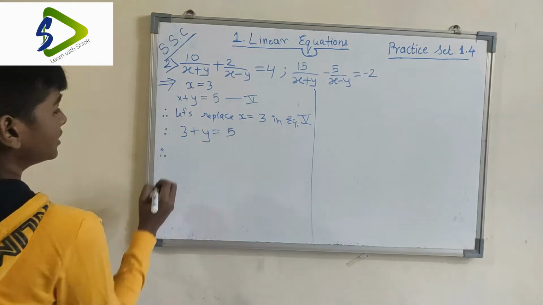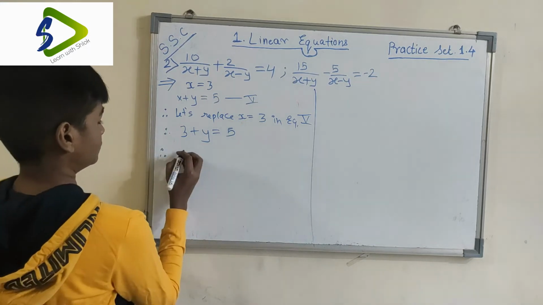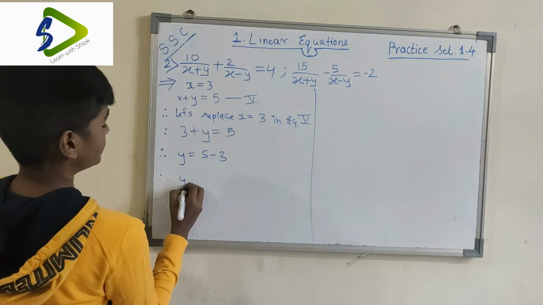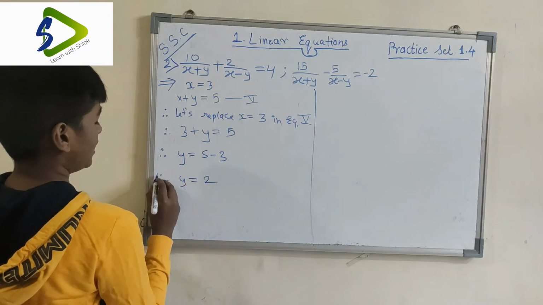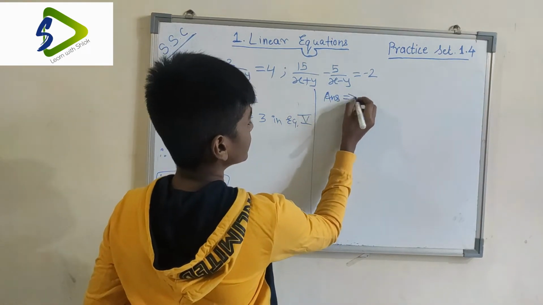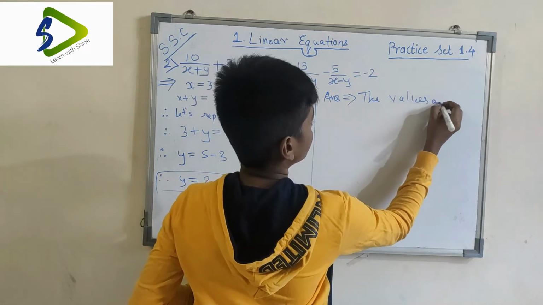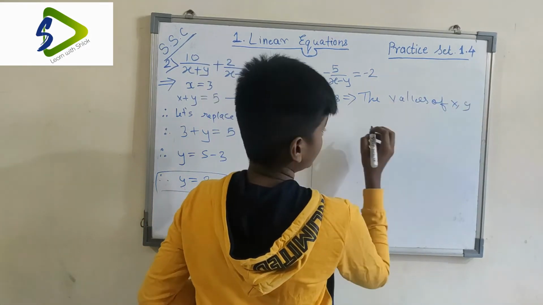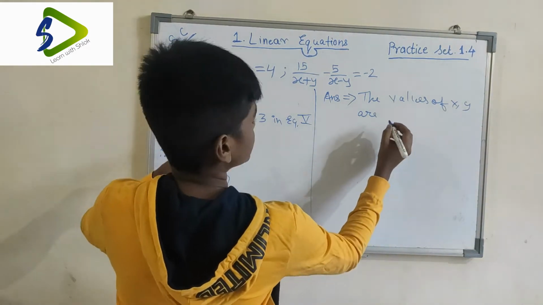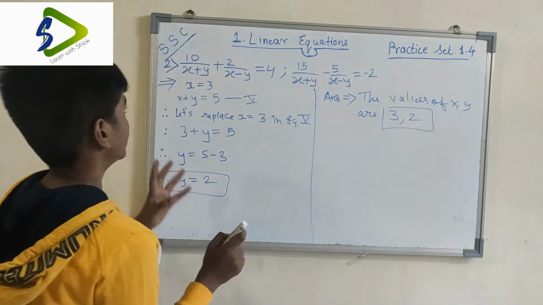And now let's take 3 to the other side. Here it was positive, so when it goes to the other side it will become negative. So y is equal to 5 minus 3, and therefore we found the value of y as 2. And therefore our final answer would be the values of x, y are, the value of x was 3 and the value of y was 2. So this is how you find the value of x and y in this equation.